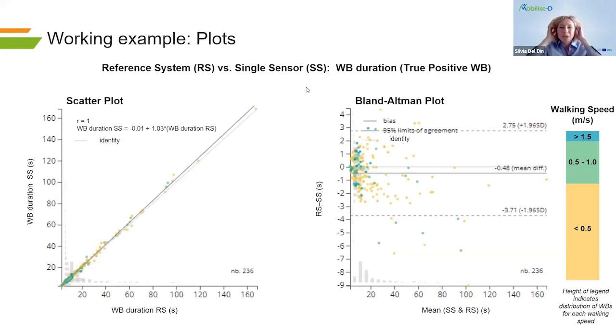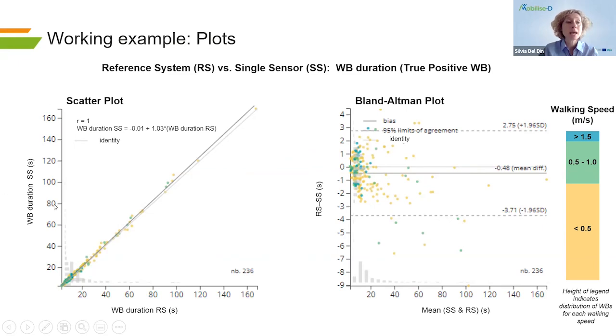Again, in terms of plots, Sarah has shown you before that we're going to provide scatter plots and Bland-Altman plots. And in this case, obviously, we're going to look at, if you want, the values that are derived from the reference system and derived from the single sensor. In this case, we have to have one-to-one values, so we can only present these types of plots for the true positive walking bouts.